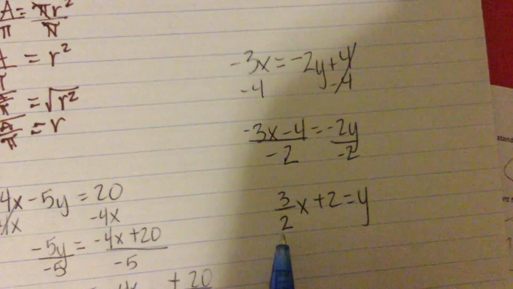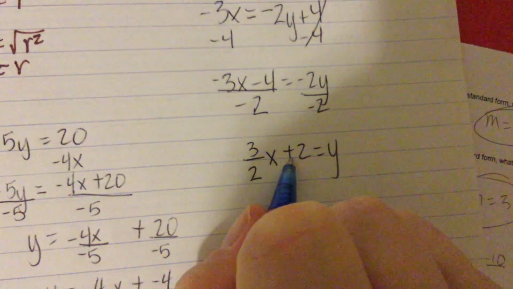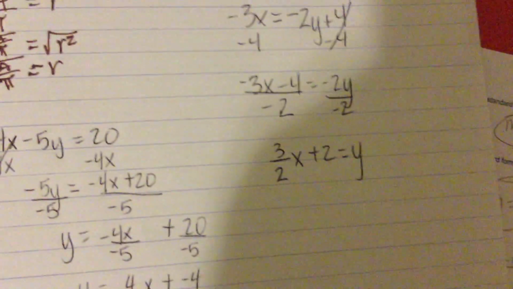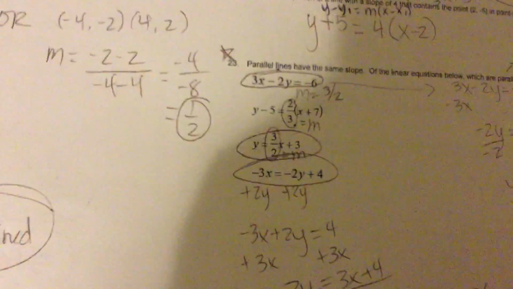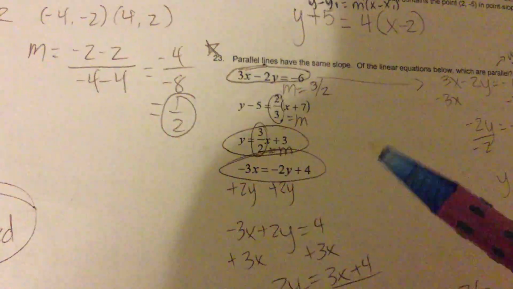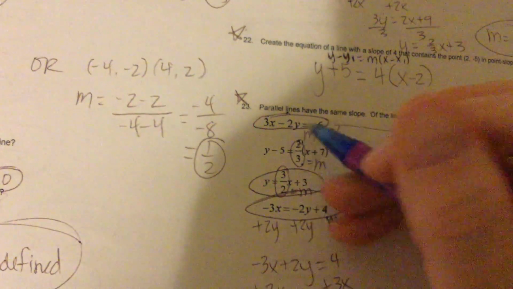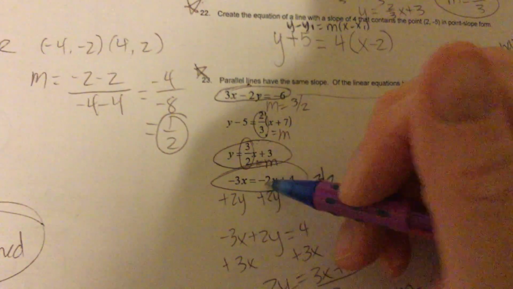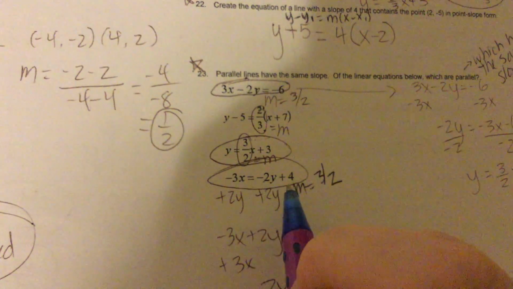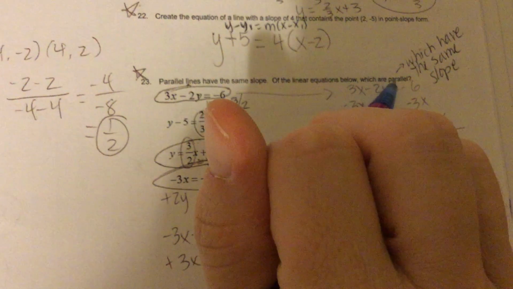So now I have y by itself, which means I have mx plus b, making m 3/2, which means my last equation also has a slope of 3/2. So the first equation and the last two, all three had the same slope, therefore they are parallel.